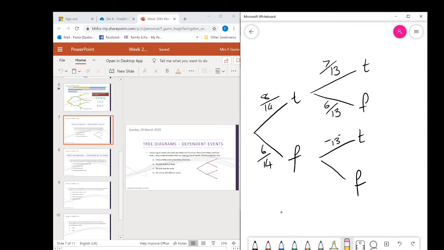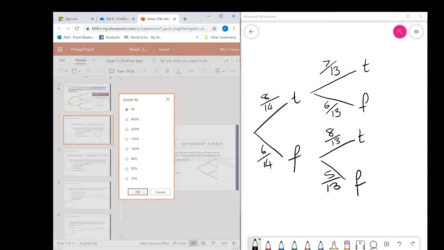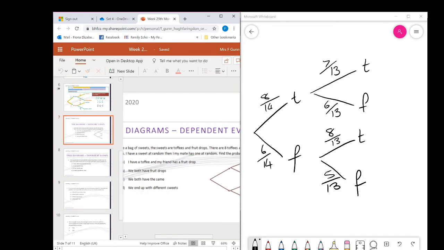So then there are only 5 fruit ones and there is still 8 toffee ones. Okay, so now I have to multiply. I've got 4 questions with this, so I know I'm going to have to do a little bit of work on this. I'm going to work out all of my probabilities and then do any adding up later.